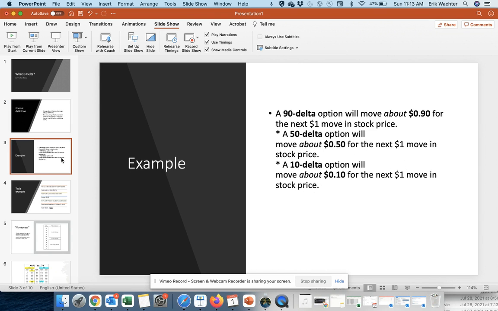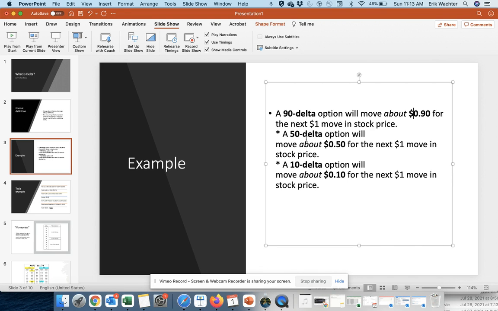Let's say we have a 90 delta option. For every $1 move in the stock price, the options contract will move 90 cents. So if you have a $100 stock and it goes to 101 and you bought a 90 delta option, if you bought the contract for, let's say, $10, that contract would now be worth $10.90.